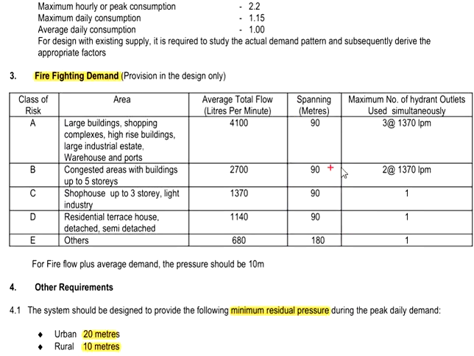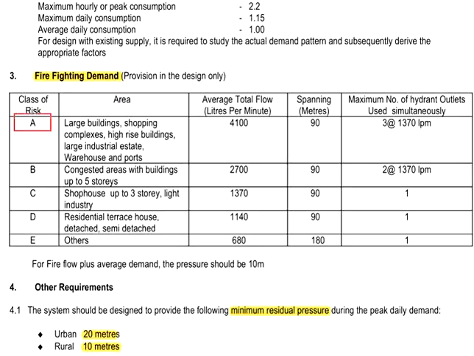In general, the fire hydrant should be spaced by a maximum of 90 meters, unless for Class E, which is for the development other than those listed in Class A to D. For Class E, the distance between fire hydrant can be up to 180 meters. These are the maximum numbers of fire hydrant outlets used simultaneously. For Class C, D, and E, there will be one fire hydrant being used simultaneously.